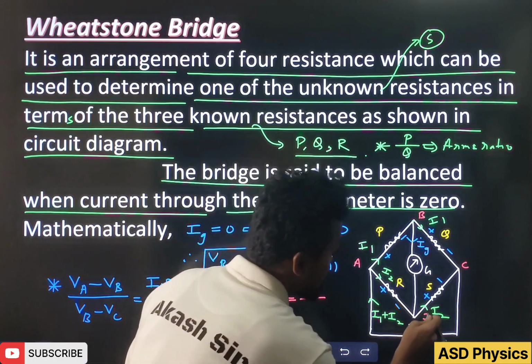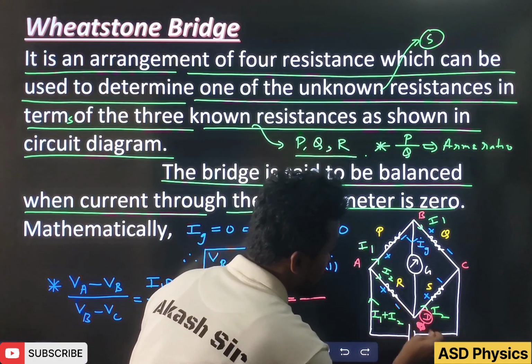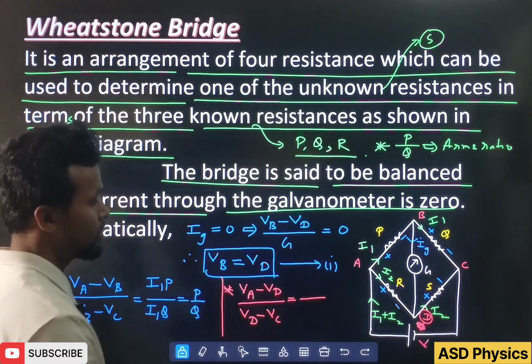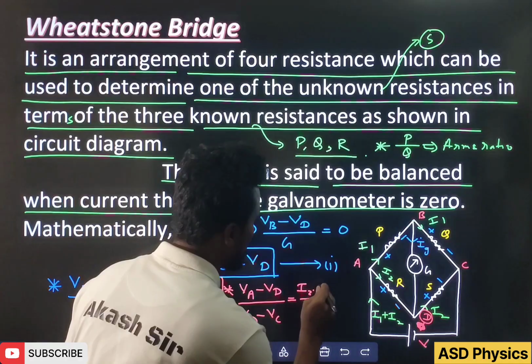VA minus VD is here, this D is here. No, don't mismatch here. V is the battery. If you wish, this battery voltage you can write here, not a problem. Okay. So VA minus VD will come what here? I2 into R, from Ohm's law.